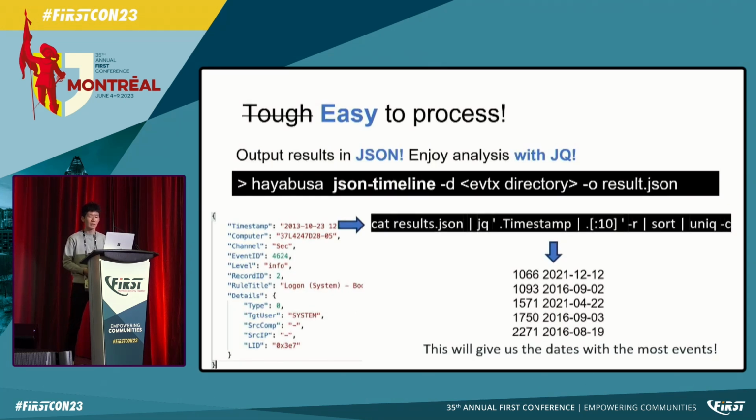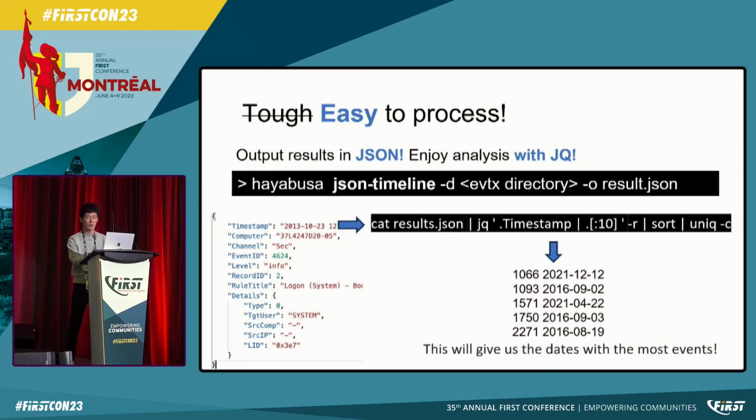The third is the JSON timeline command. Executing this command outputs the result of scanning about 4,000 built-in Sigma rules in JSON. JSON is a format that is easy to process, so using jq commands allows you to perform more detailed analysis in a short time. For example, you can display the date and time with the most Sigma rule detections by running a jq command.